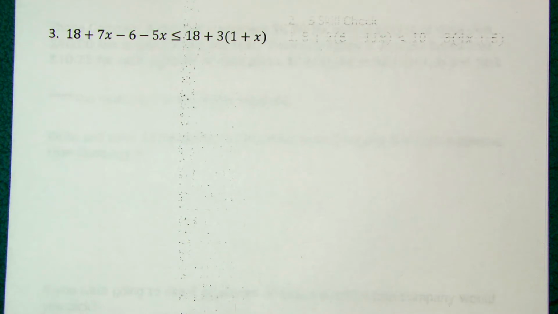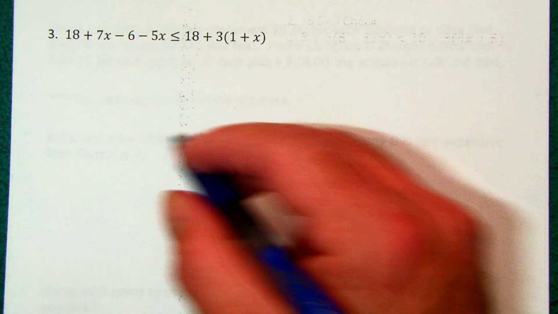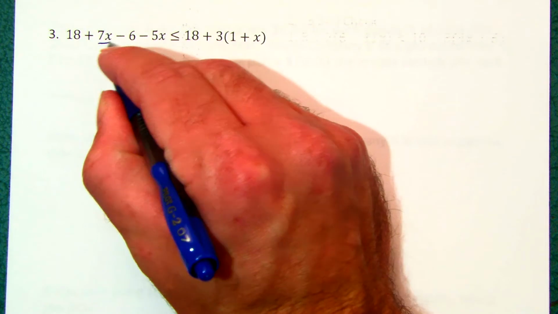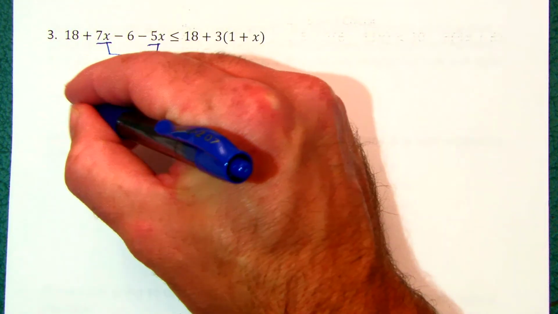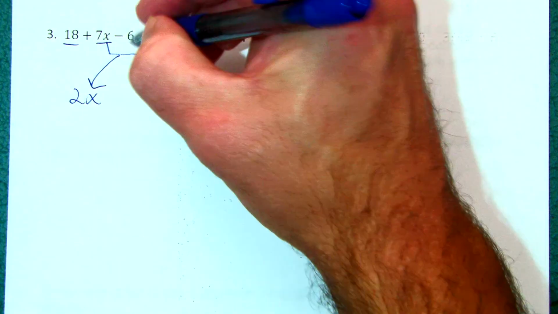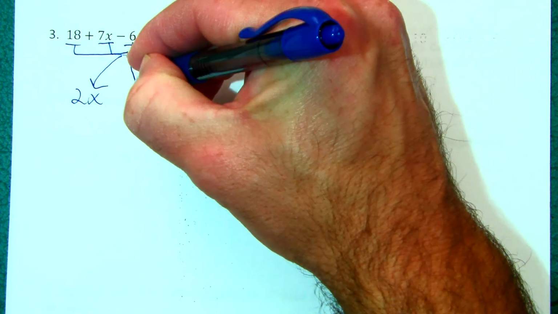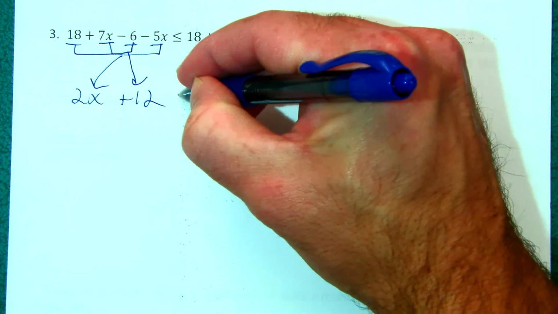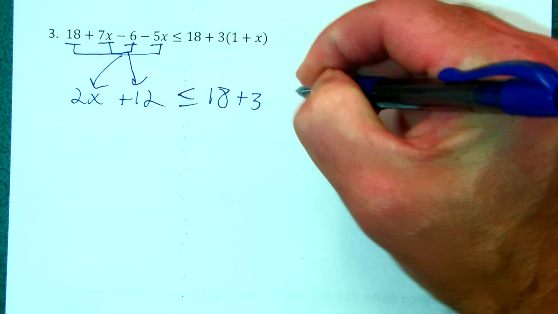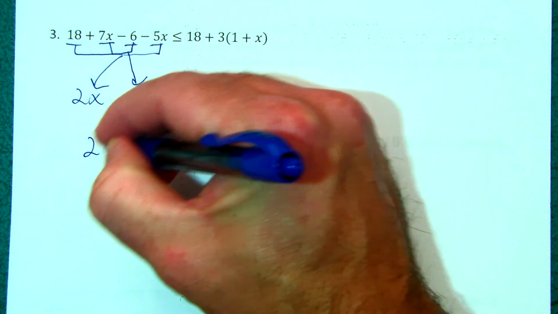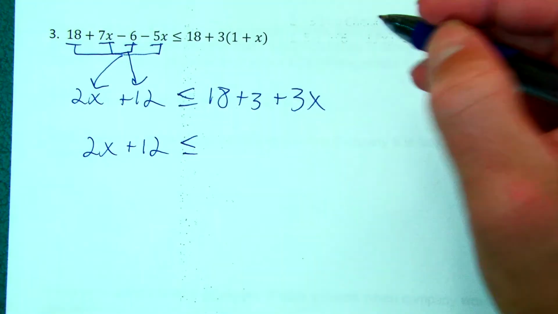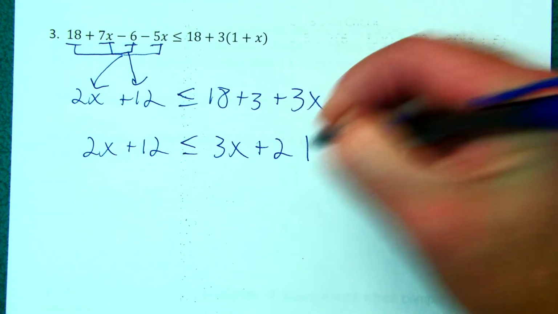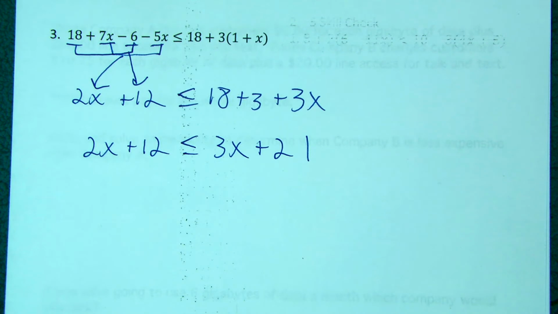All right, so next up here, we've got 18 plus 7x minus 6 minus 5x is less than or equal to 18 plus 3 times 1 plus x. So left side, you're just combining like terms. Right side, you do have to take care of some distributive property. So we have 7x minus 5x is going to be 2x. 18 minus 6 is going to be 12. That's less than or equal to 18 plus 3 plus 3x. So we get 2x plus 12 is less than or equal to 3x plus 21.